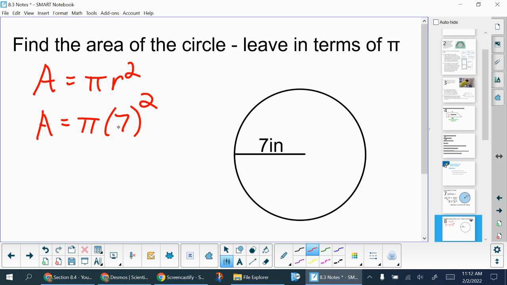And the best part about leaving this thing in terms of pi is I don't really even need a calculator for this. I know that 7 squared is 49, and all I'm going to do is just write the 49 first. The commutative property of multiplication says it doesn't matter which order I write these in. And so I can write the 49 first and the pi at the end. That's no problem. 49 pi inches squared, and that's your answer. You don't even need a calculator to do that. Just take 7 squared and you've got it.